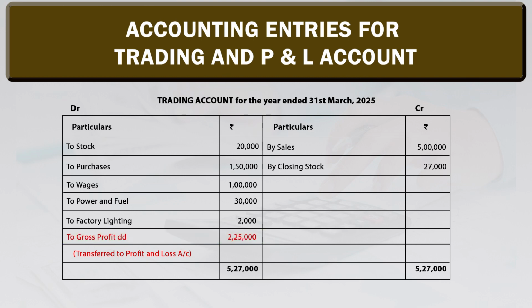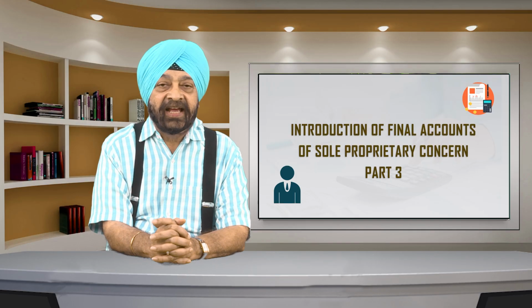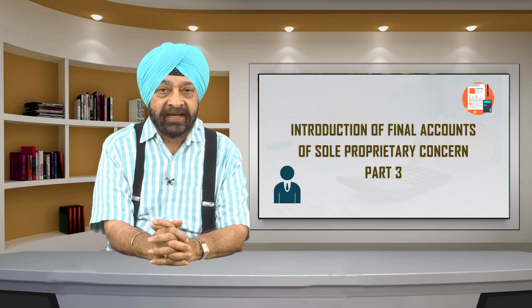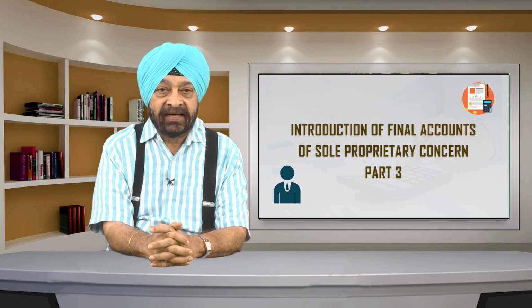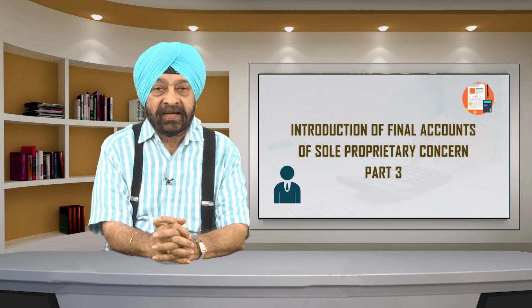At the credit side, we are having sales of rupees 5 lakh and closing stock of rupees 27,000. Finally, the total of both the sides must be equal, 5,27,000. The difference appeared at the debit side as a gross profit. As per the chronological order of final accounts, first we will prepare trading account. Subsequently, at the second stage, we will prepare profit and loss account.